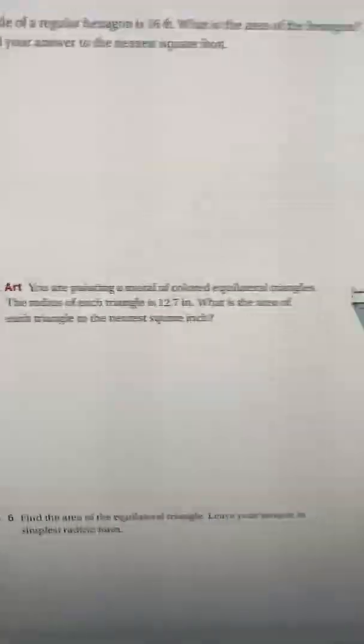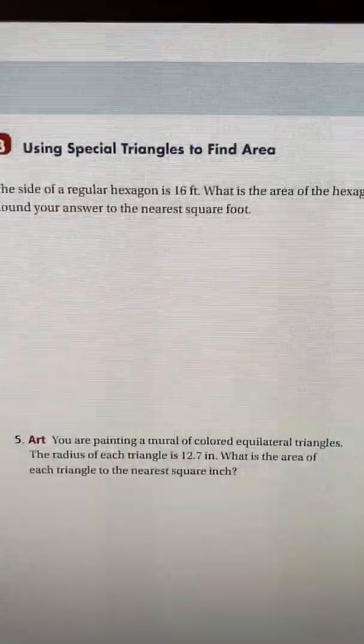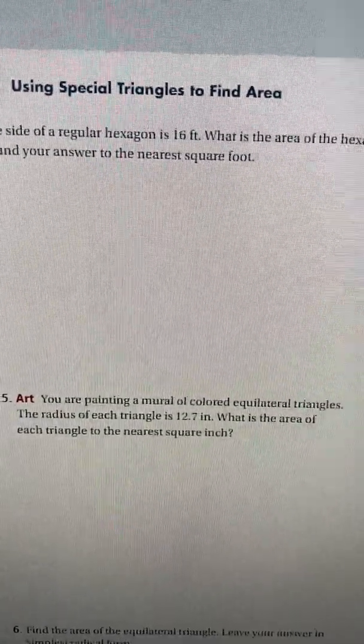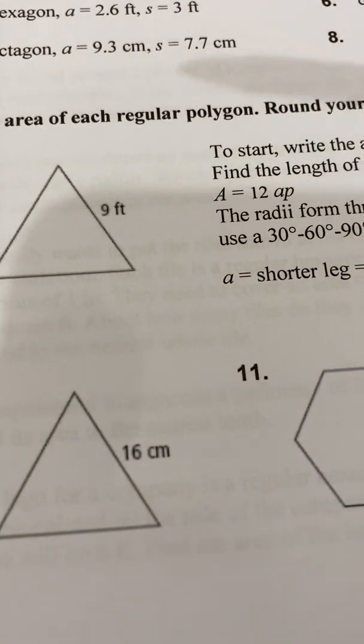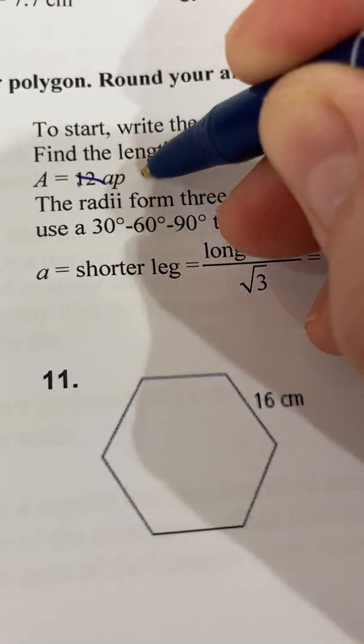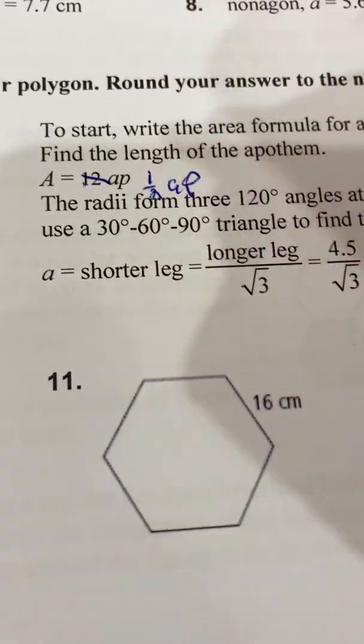All right, what we're going to do is start using special triangles to find the area. To do this, I am going to switch over to a worksheet I have right here to explain this. I don't know why they keep writing 1/2 here. It's 1/2 your apothem times your perimeter.